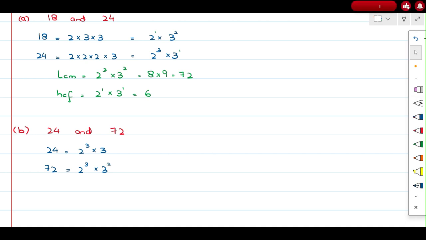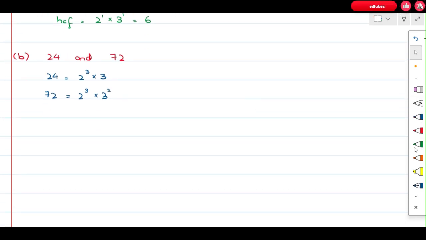Okay. Now we have the prime factorization. Now for LCM and for HCF. For LCM, pick the higher or equal power. 2 power 3, 2 power 3. That is higher and equal. So 2 cube. For 3 power 1, 3 power 2, the higher is 3 power 2. And for HCF, the lowest or equal power. So the equal power is 2 cube, and the lowest power with 3 is 3 power 1.